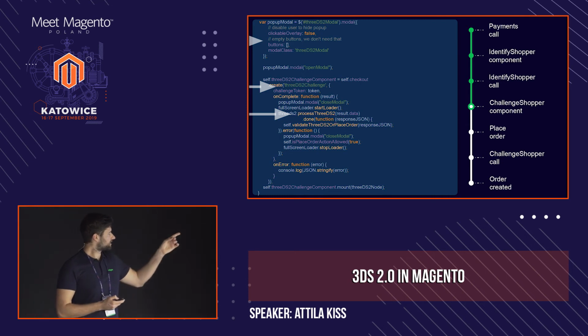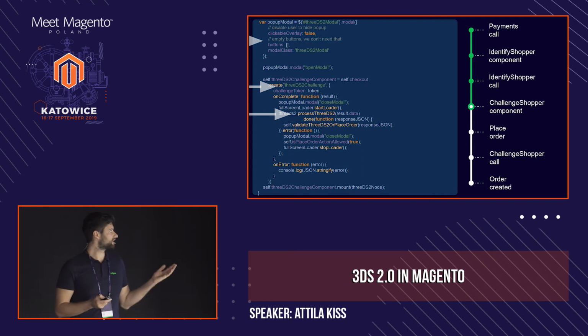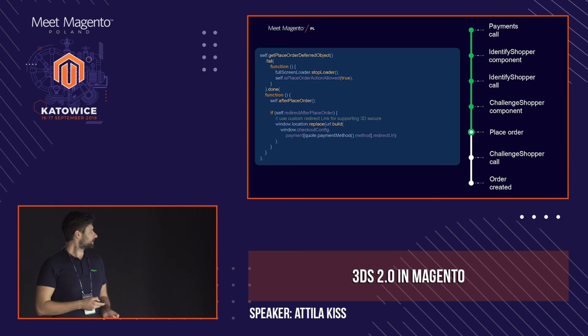On the top, you can see a modal. We just chose to show the whole challenge in a modal, so we used Magento's default modal for this. We also disabled the clickable overlay and the buttons because we don't want the customer to go anywhere else before authentication. And then we simply send back the results. Again, after the onComplete callback is called, we just send it back to the Adyen backend.